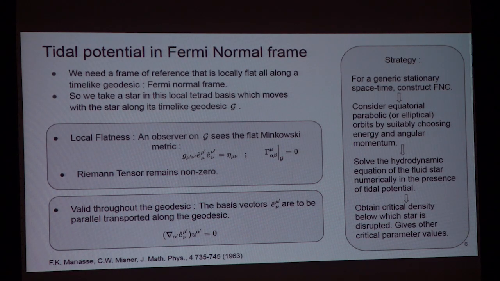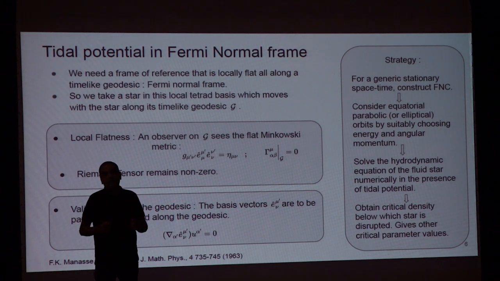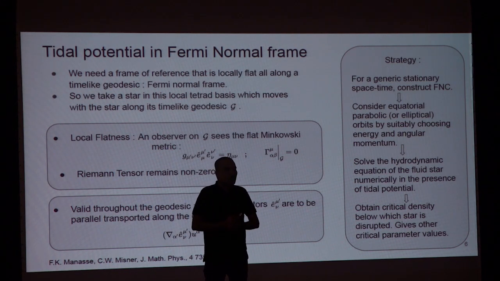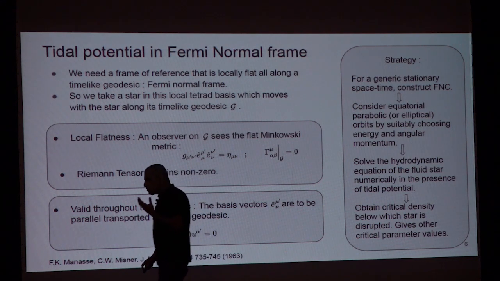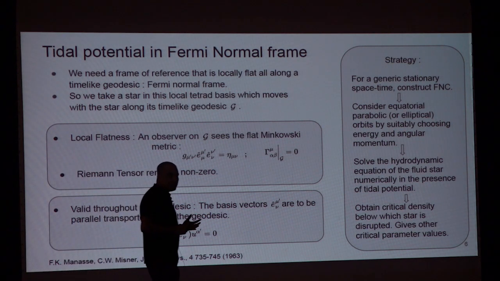You need to define a tetrad basis which is locally flat all along the geodesic, and such a tetrad basis is called the Fermi normal frame. Because what we finally want to do is, I have a star and this star is falling under non-local gravity, it's moving under non-local gravity. The star by itself has some hydrodynamics, maybe Euler's equation, Poisson's equation, whatever. Now, I want to treat the star as a Newtonian object, because otherwise things get very messy.